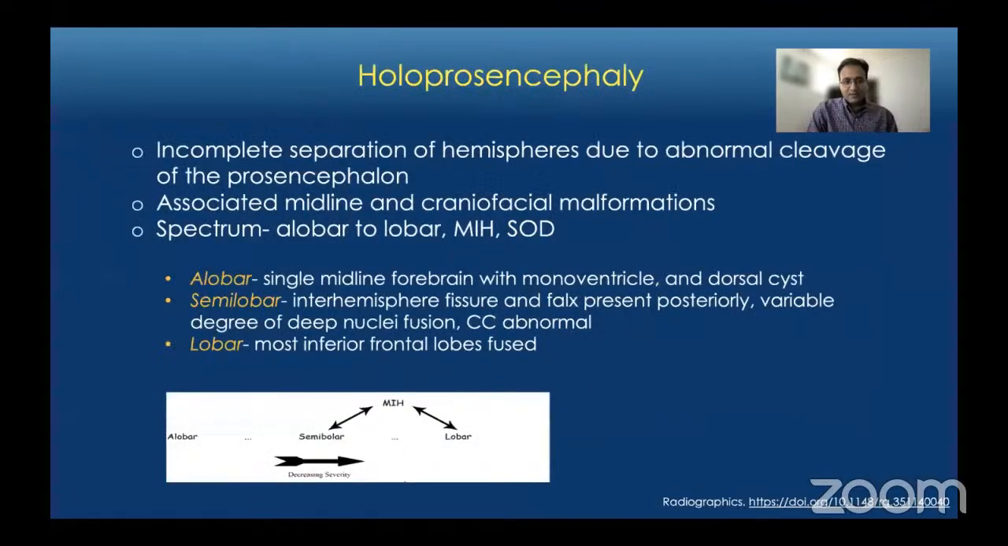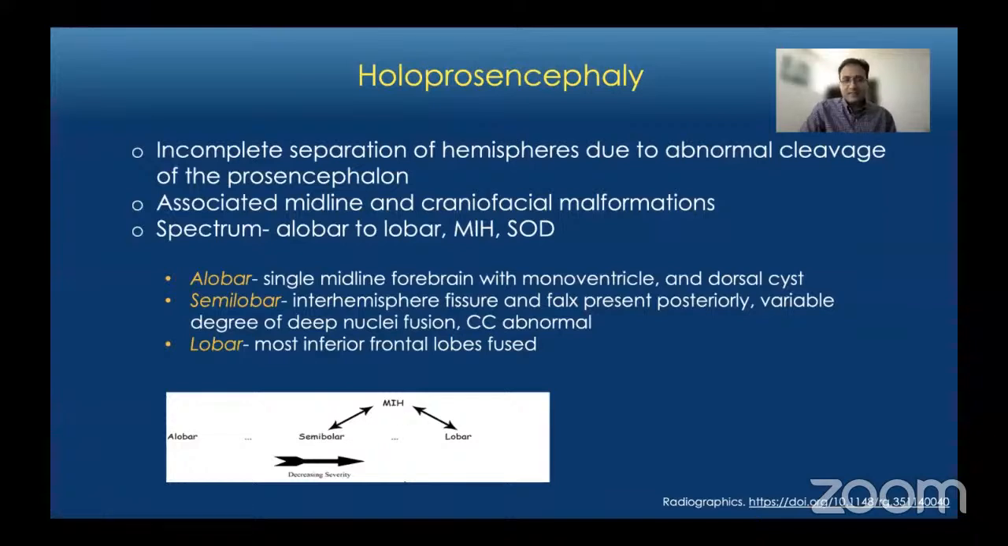So what is holoprosencephaly? Holoprosencephalies are characterized by incomplete separation of hemispheres due to abnormal cleavage of the prosencephalon. It's often associated with other midline anomalies, including anomalies involving the corpus callosum and the hypothalamic pituitary axis, and also associated with craniofacial malformations. Holoprosencephaly is a spectrum, with the most severe form being alobar and the least severe being lobar. Middle interhemispheric variant is somewhere probably between semilobar and lobar.